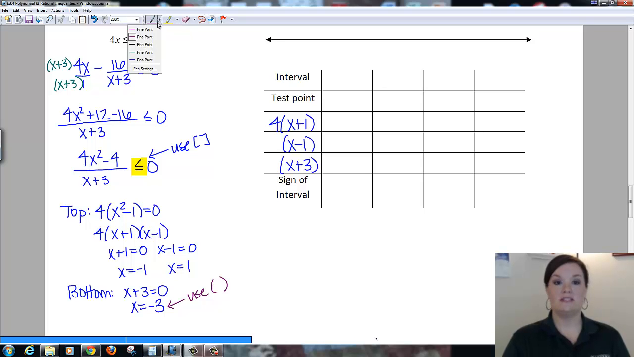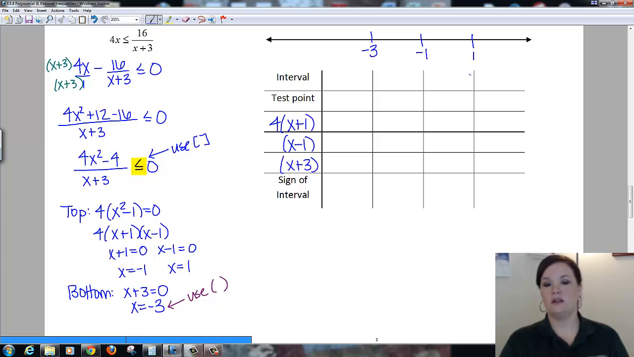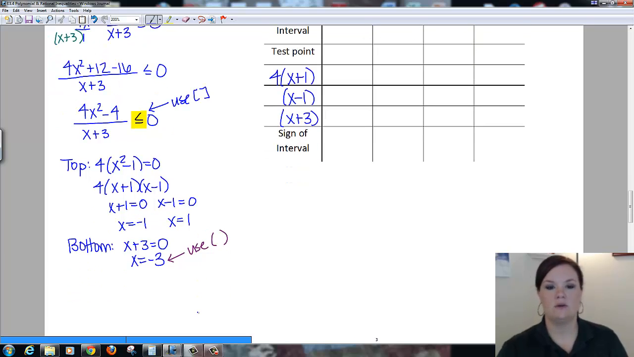So the zeros that we ended up with were negative 1 and 1 from the top and negative 3 from the bottom. So I'm going to put negative 3 on here first, then negative 1, then 1. And I guess I should write that out. It's always a good idea to write out our zeros. Our zeros were negative 3, negative 1, and 1.